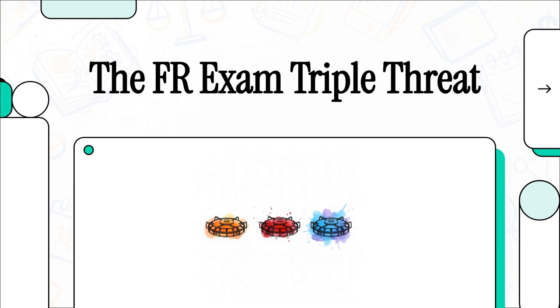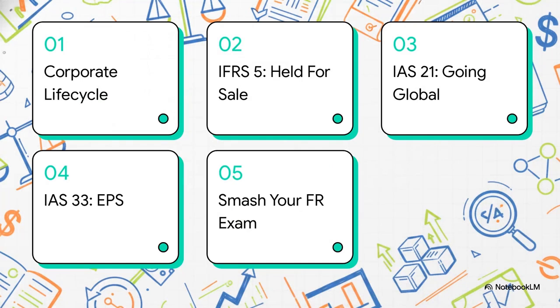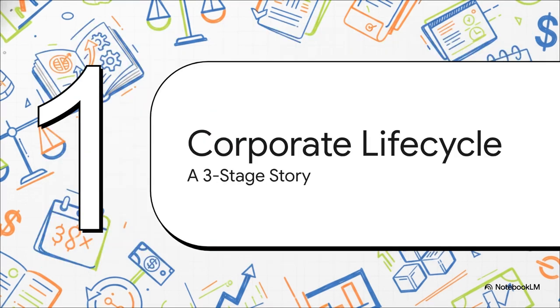Let's get into it. So here's our roadmap for today. We'll start with the corporate lifecycle hook, then hit IFRS 5 held for sale, followed by IAS 21 going global. After that, it's IAS 33 earnings per share, and finally, we'll wrap up with exactly how to smash your FR exam.